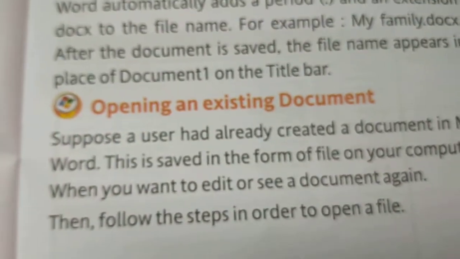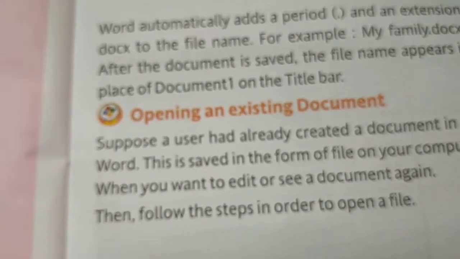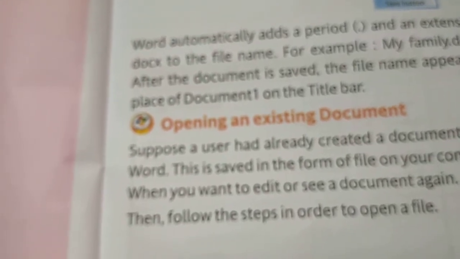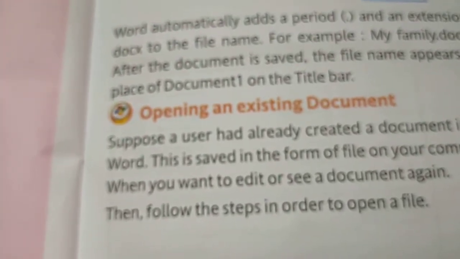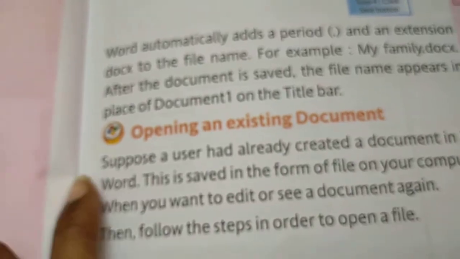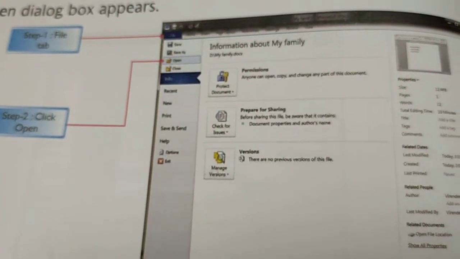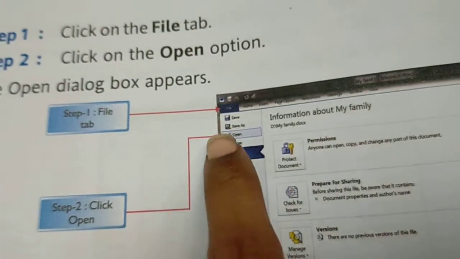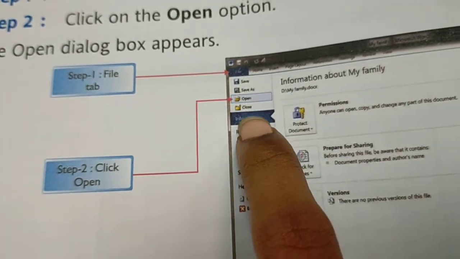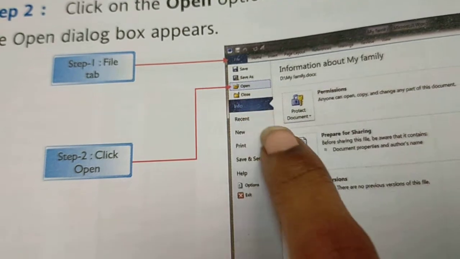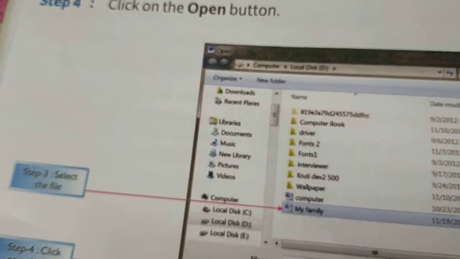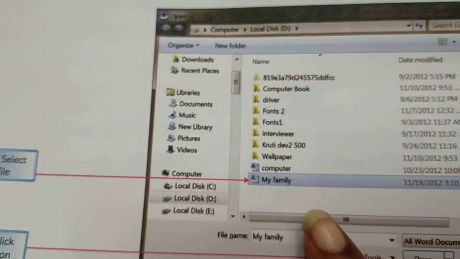Then opening an existing document. Already you have typed a document and it's saved in your computer. Now you are going to open a document which you have saved earlier. Just click the file menu, click the open option. Then a dialog box will appear on your computer screen.